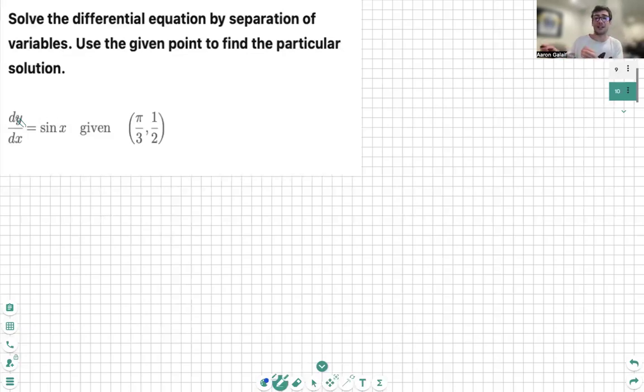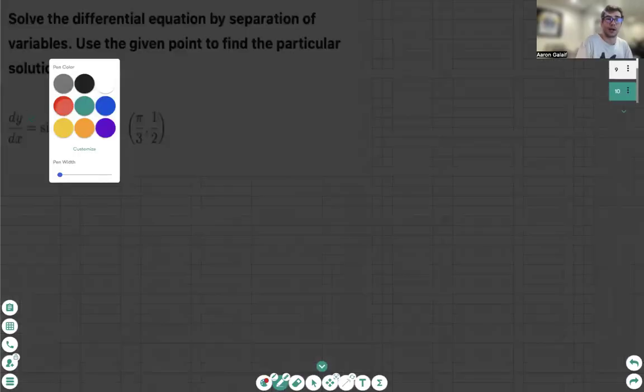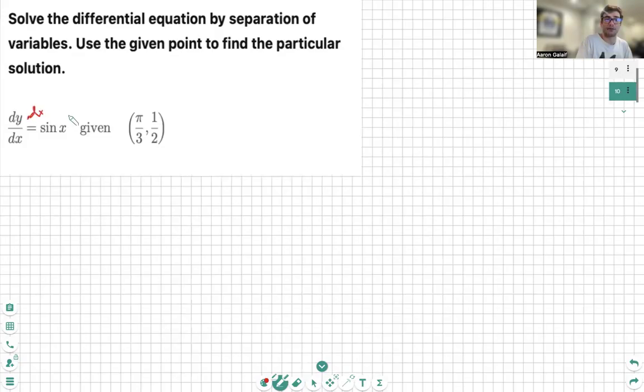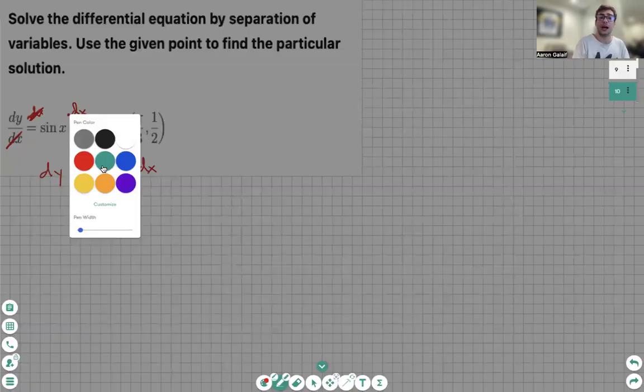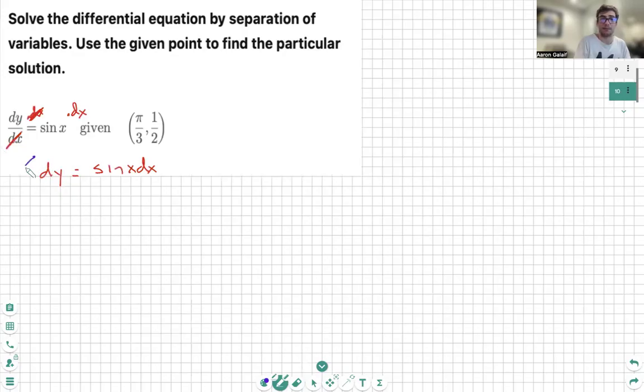I have sine of x on the right, so it'll be easier if I move dx to the right. This is because I can multiply both sides by the denominator of the left, or the dx. That will cancel the dx's on the left side, and that's just going to let me rewrite this as sine x dx on the right side. Now, we don't have any other y's, so there's nothing else to move. All I need to do now is integrate both sides.